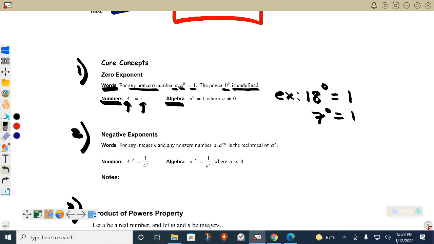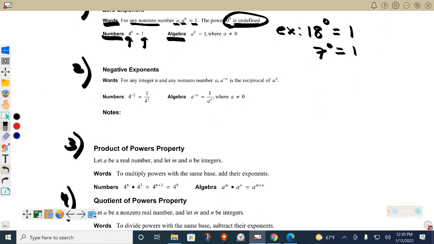Any non-zero number to the 0 power is 1, except 0. It's undefined. In other words, you take 0 to the 0 power, it's undefined. Things that don't exist don't have definitions. 0 to the 0 power doesn't exist. It's like a unicorn. Doesn't exist. Very philosophical claim there.